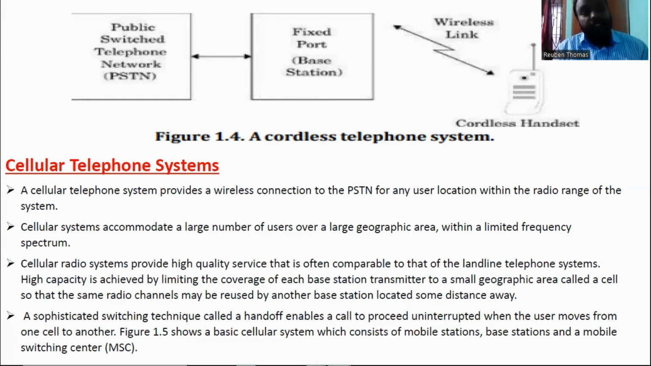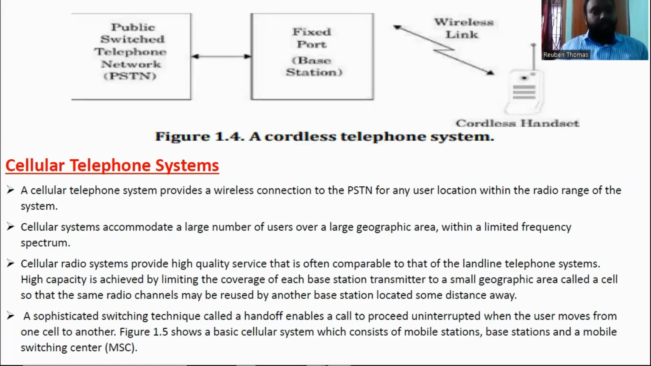Cellular systems accommodate a large number of users over a large geographic area within a limited frequency spectrum. Cellular radio systems provide high quality service that is often comparable to landline telephone systems. The high capacity is achieved by limiting the coverage of each base station to a small geographic area, which is called a cell, so that the same radio channels may be reused by another base station located some distance away from that particular location.